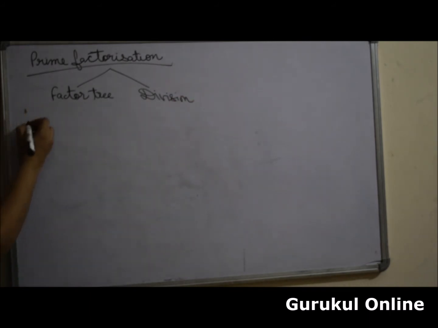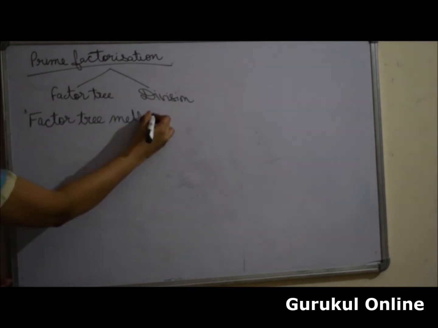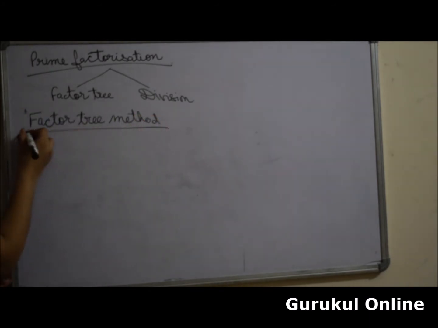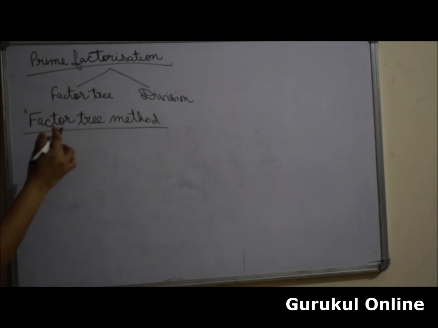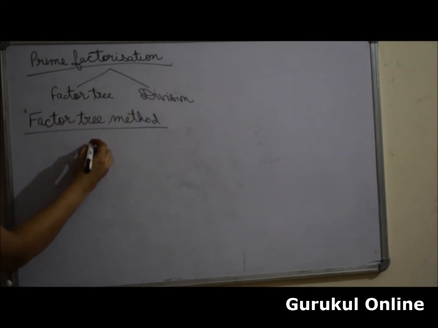So let's start with the factor tree method. We'll take an example and understand. In this method, we break the number until we get the prime factors, and this leads to various branches. That is why it is called the factor tree method.